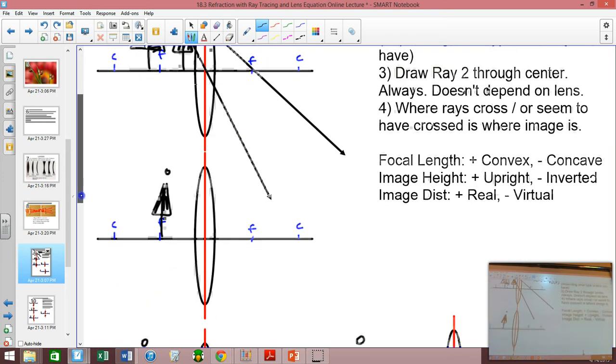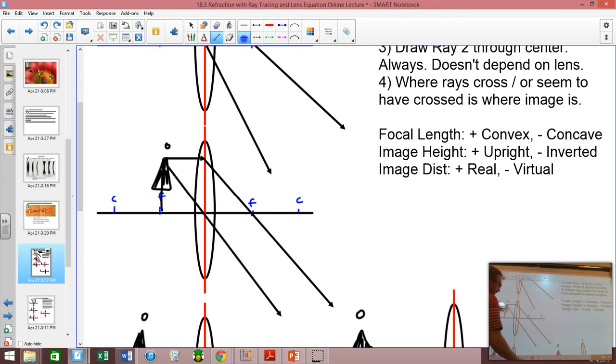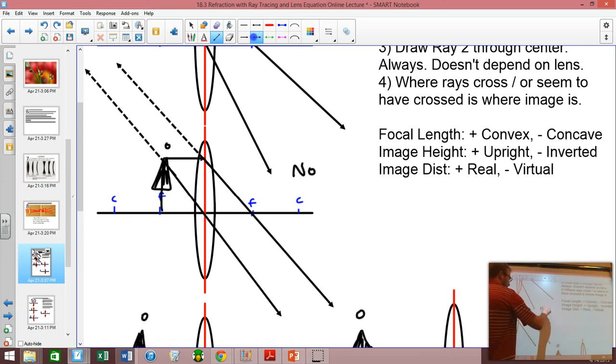Let's go on to our next example here. Here we've got one where we're on the focus. If you remember back to the mirror scenario, this one gave us no image. Let's see if we get the same thing here. You'll notice these are parallel. If I trace them backwards, I am going to get, again, no image. So here, just like last time, no image.